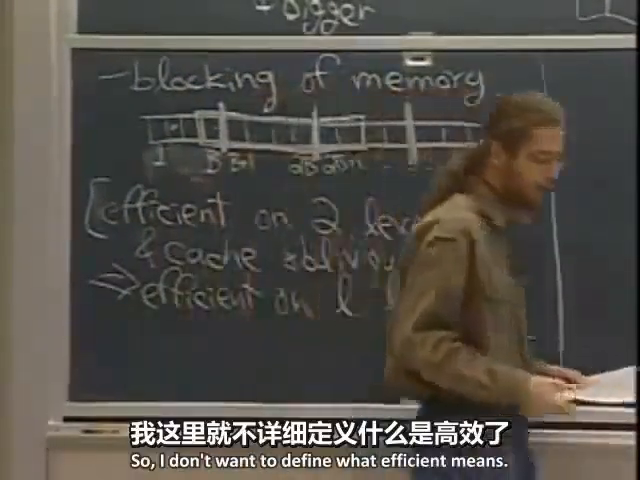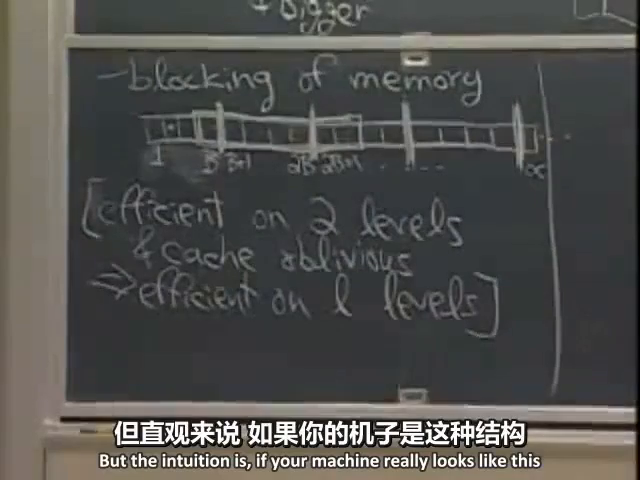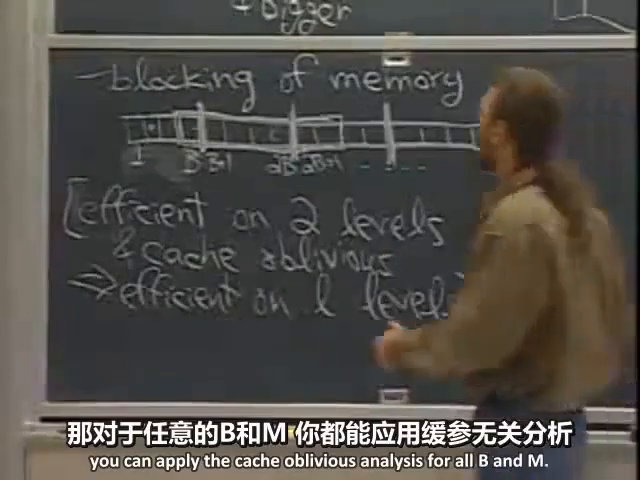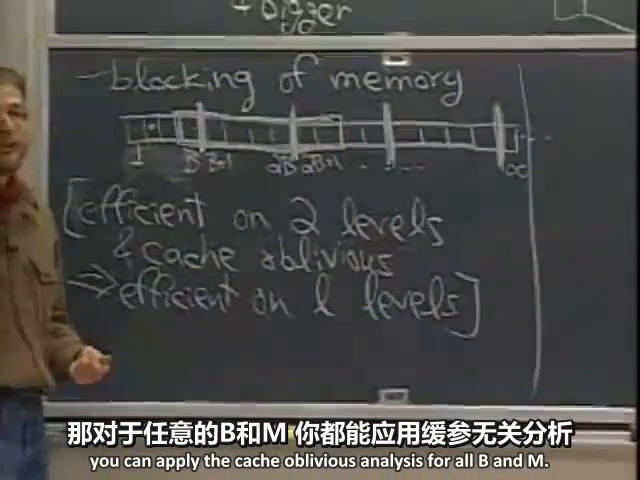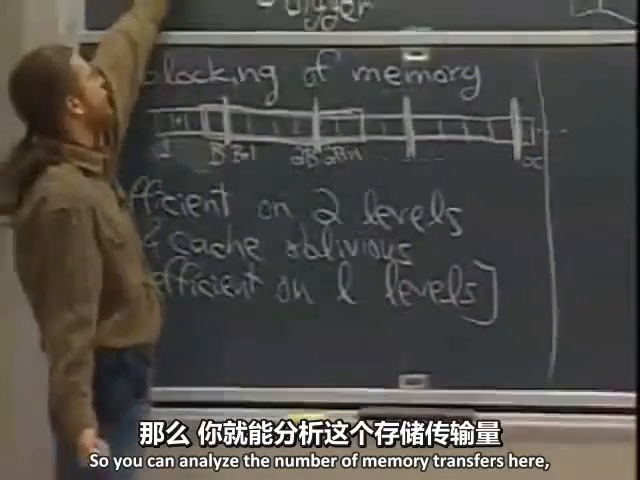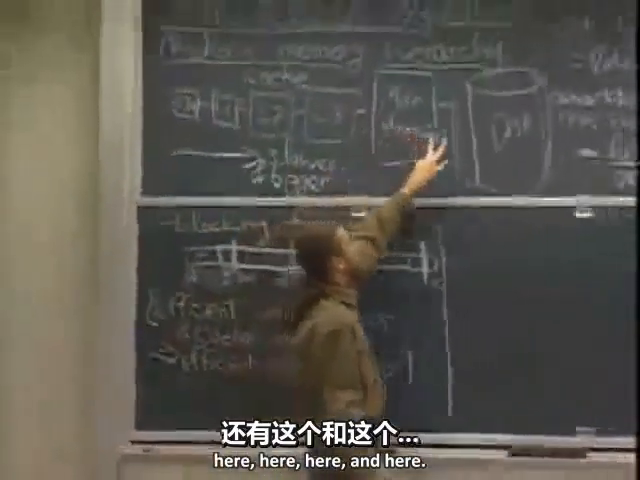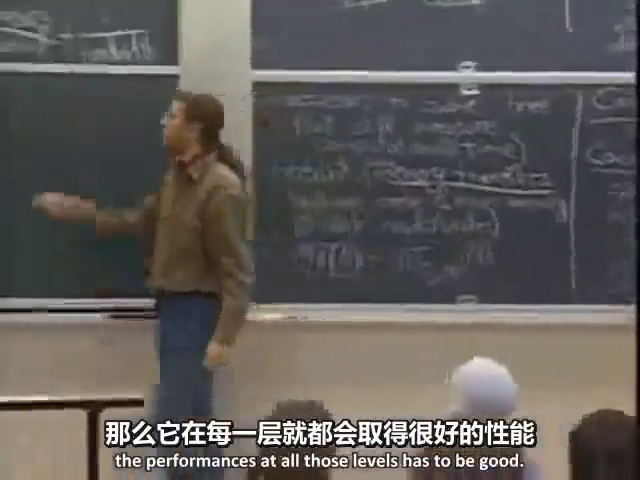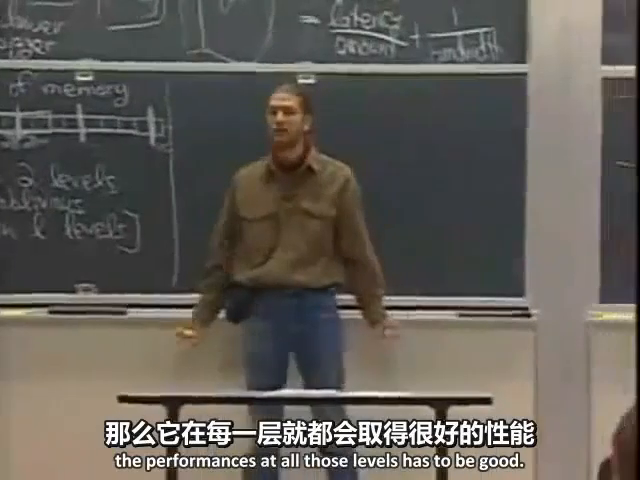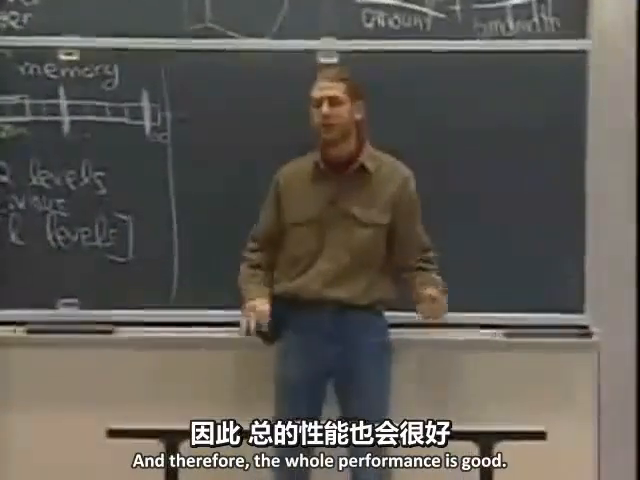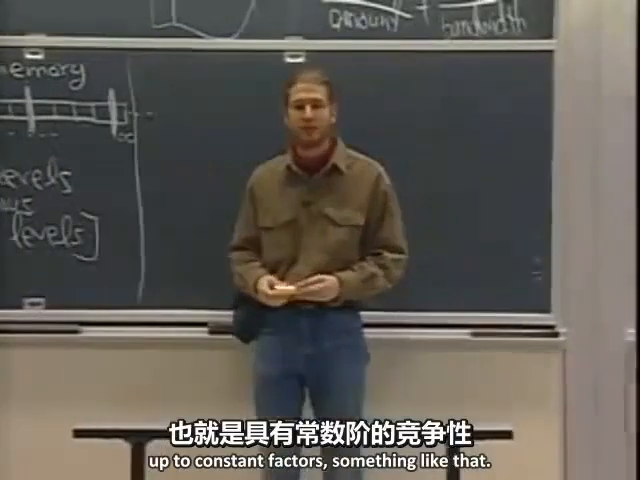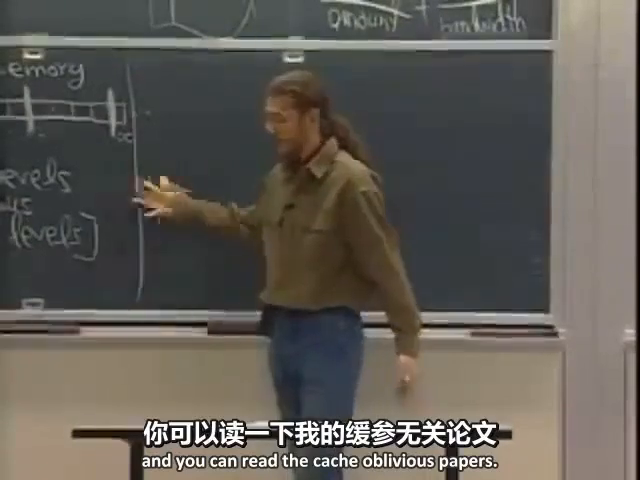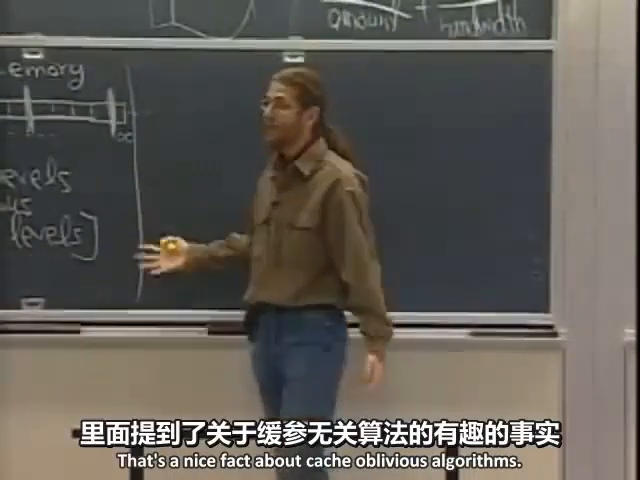Say L levels. I don't want to define what efficient means. But the intuition is if your machine really looks like this and you have a cache oblivious algorithm, you can apply the cache oblivious analysis for all B and M. So you can analyze the number of memory transfers here, here, here, here, and here. And if you have a good cache oblivious algorithm, the performance at all of those levels has to be good, and therefore the whole performance is good. Good here means asymptotically optimal up to constant factors, something like that. I don't want to prove that, but you can read the cache oblivious papers. That's a nice fact about cache oblivious algorithms.